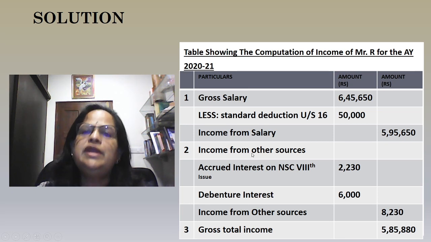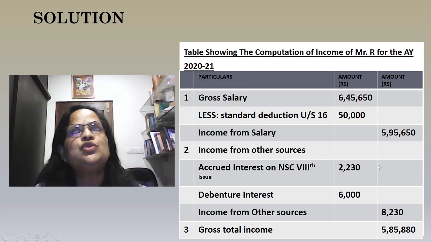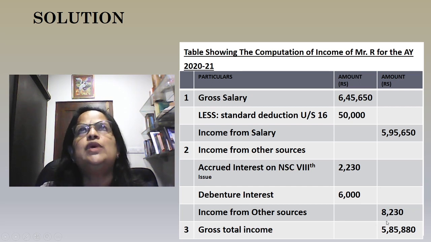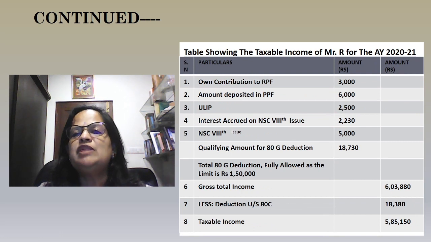So income from salary 5,95,650. Now income from other sources, accrued interest NSE 8th issue 2,230 and debenture interest 6,000. So total income from other sources 8,230. So gross total income is 5,85,880. Now table showing the taxable income of Mr. R for the assessment year 2021.